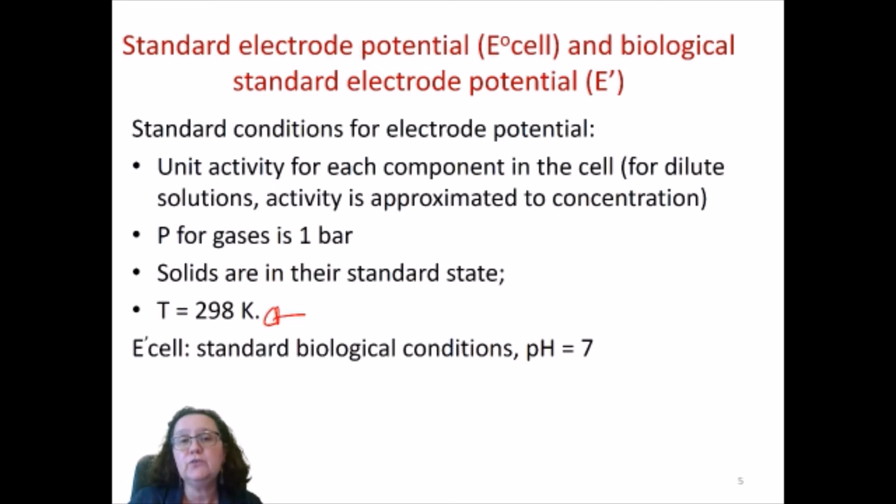Another useful electrode potential in biological systems is the biological standard electrode potential, in which all the conditions are the same except the pH. It's not zero anymore. For standard biological conditions, the reactions are given at pH 7.